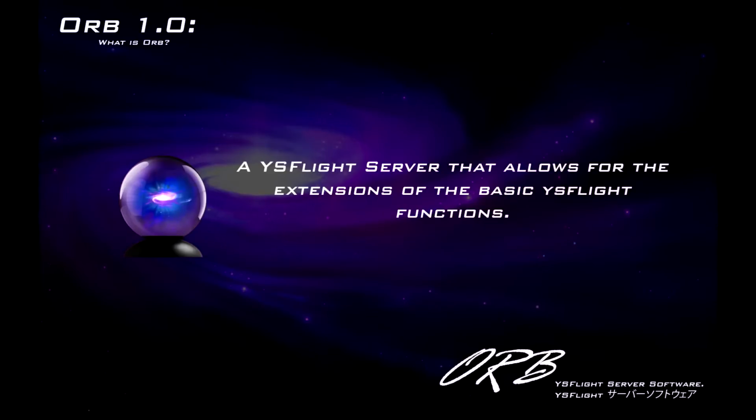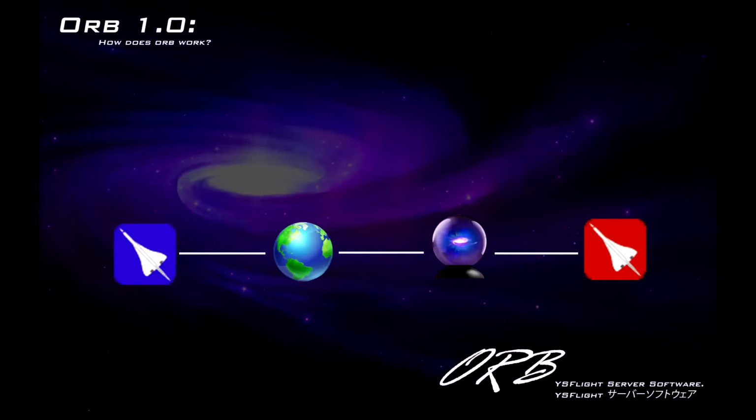So Orb is a YSFlight server that allows for the extension of the basic YSFlight server functions. The way Orb is going to work is it's going to fit in between the client and the server. The client connects to your server through the internet, so your data goes from your client through the internet, but it gets to Orb first before it gets to the server. When it gets to Orb, Orb processes the data, works out what to do with it, and then sends it on to the YSFlight server. The YSFlight server then sends its reply to Orb, Orb decides whether to send the reply or what to do with it, and then sends it back to the appropriate client.